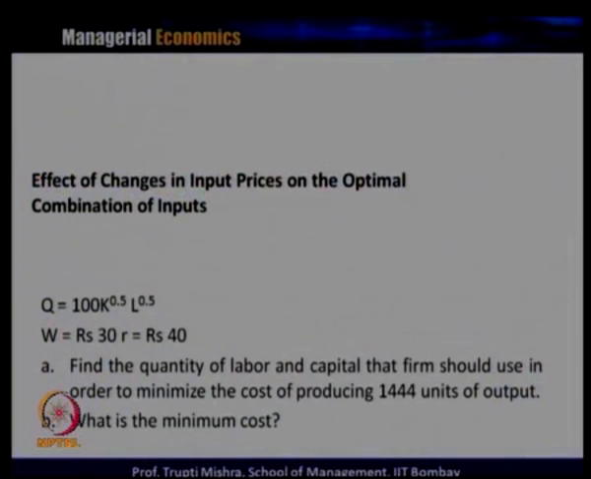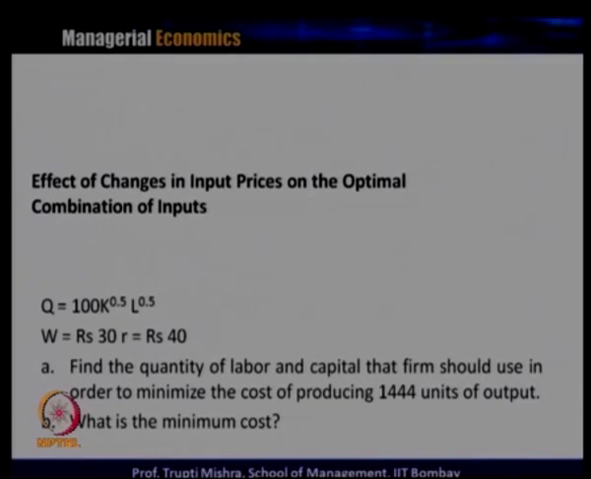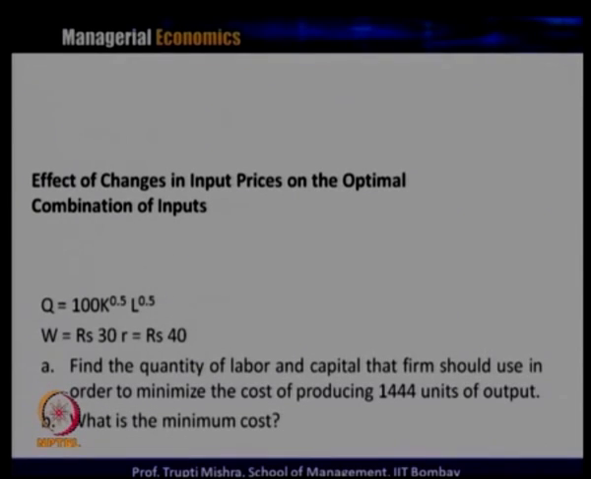For that we will take a numerical example: Q is equal to 100 K to the power 0.5 and L to the power 0.5. This production function is in the form of a Cobb-Douglas production function, where W is 30 and R is 40. W is the price of labor, that is 30 rupees, R is the price of capital, that is 40 rupees. And what we need to do here is find the quantity of labor and capital that the firm should use in order to minimize the cost of producing 144 units of output.